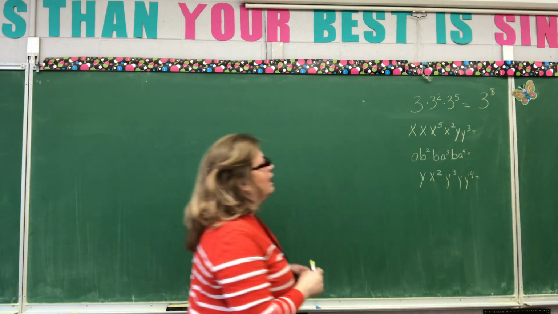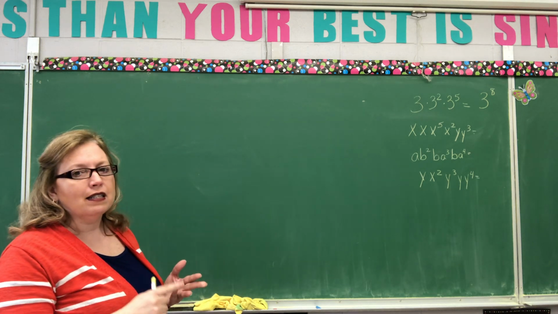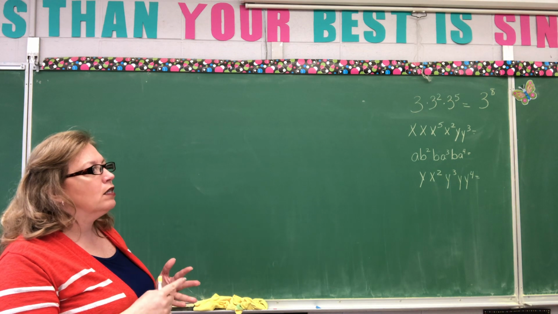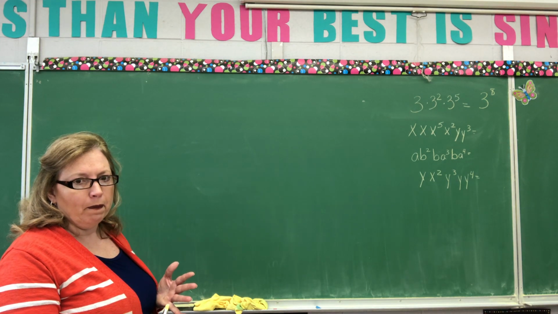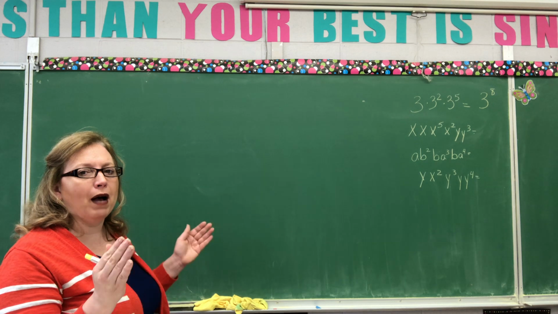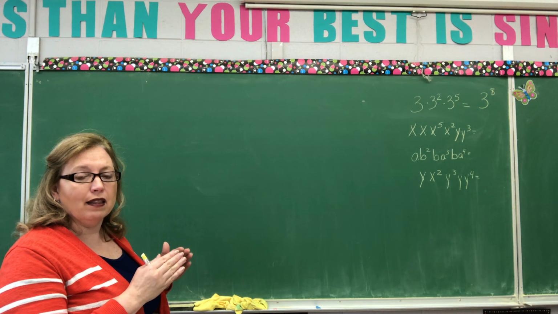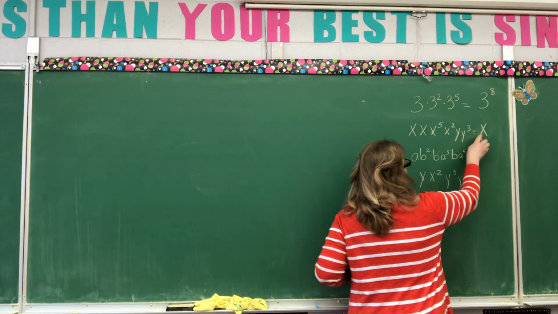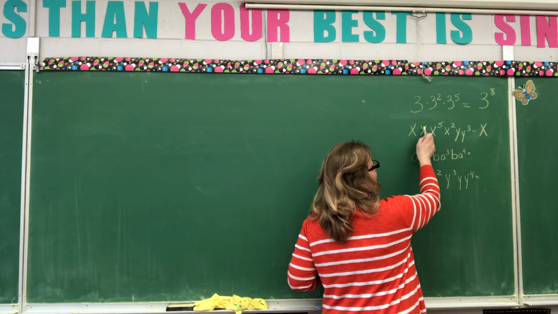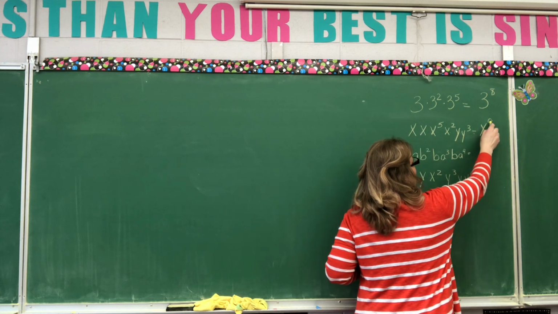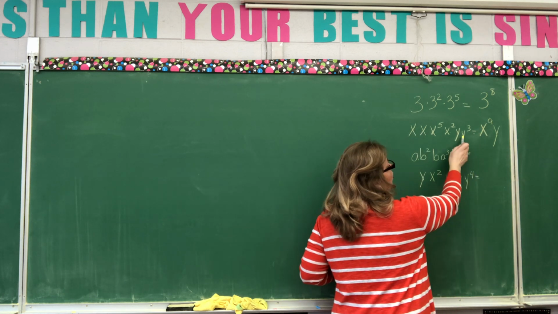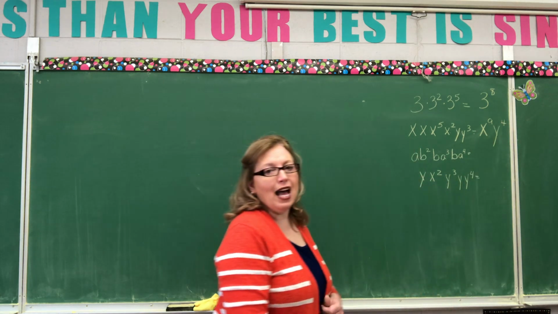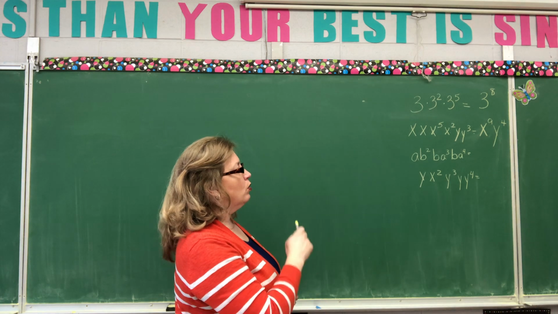Look at the next one. x times x to the 5th times x squared times y cubed. What are you going to do? Combine all of your x's, then combine all the y's. So how many x's do I have? I have 5, 6, 7, 8, 9. So I have x to the 9th, y. I have 1 and 3 makes 4. So I have x to the 9th, y to the 4th. Look at your next problem.